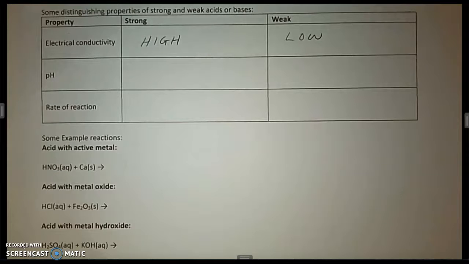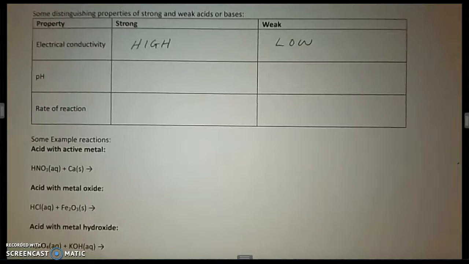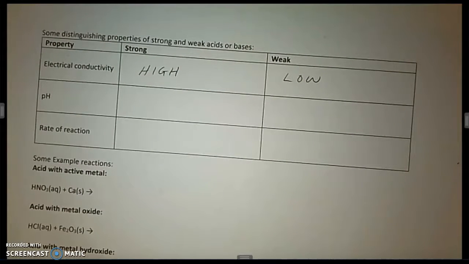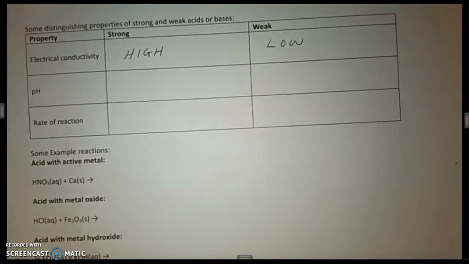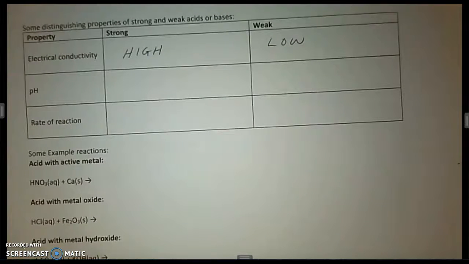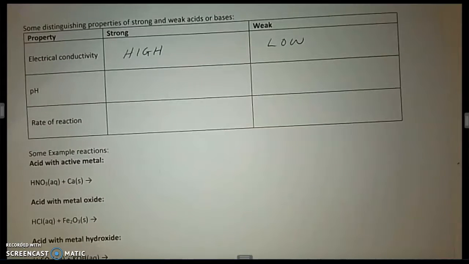pH is the next property we're going to talk about. And pH was mentioned in the 8.3 video. So if you haven't already gone through those, you might want to revisit the concepts behind pH and how the pH scale is determined. So you'll remember that the scale that we use in most cases goes from 0 to 14, where closer to 0 represents a stronger or more acidic solution, and closer to 14 represents a more basic solution.